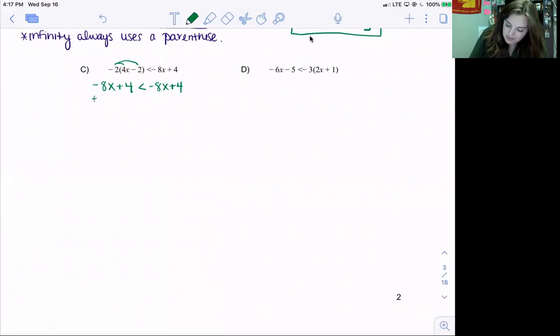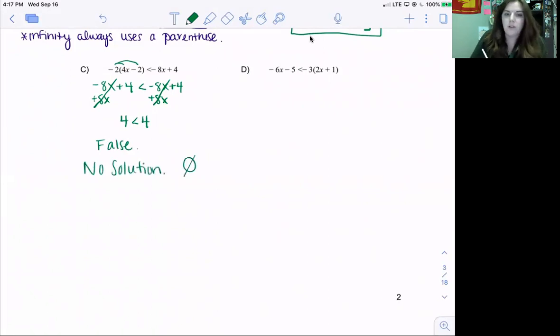So if we add 8x to both sides, this cancels. So 4 is less than 4. Is that true? No, it's false, which means we have no solution. A lot of times we also write 0 with a line through it. And then your number line for your graph is just going to be a blank line. Okay, and that's C.